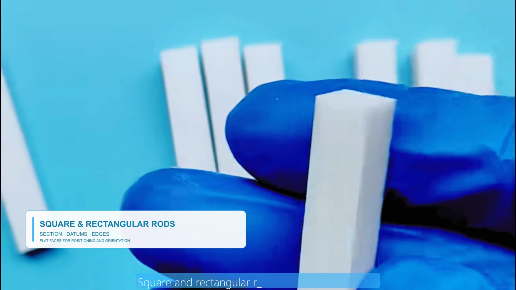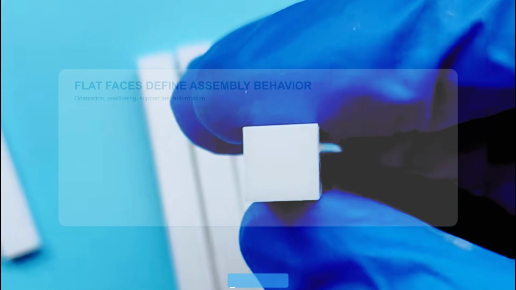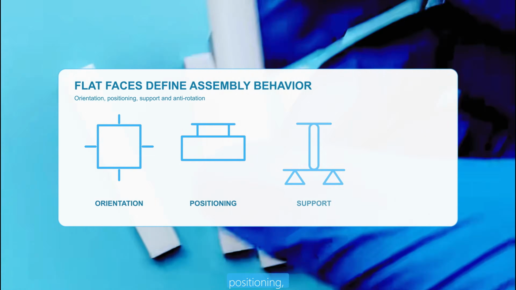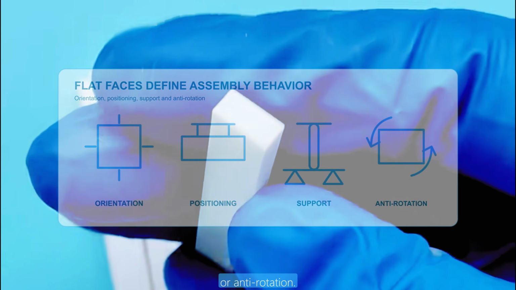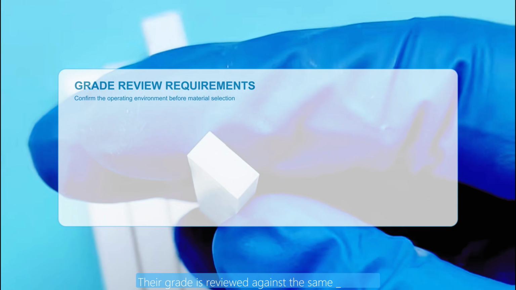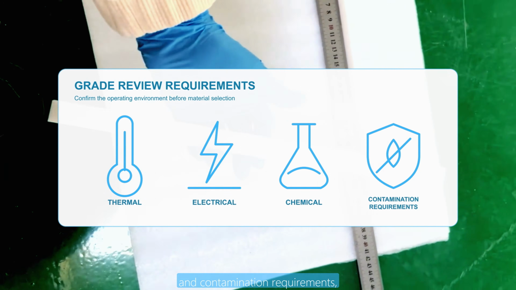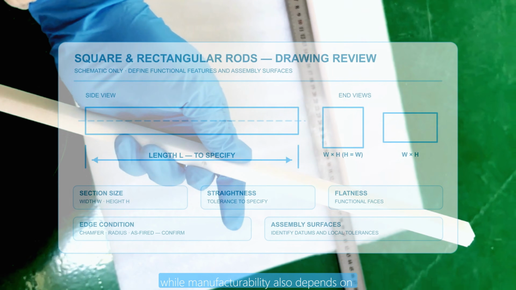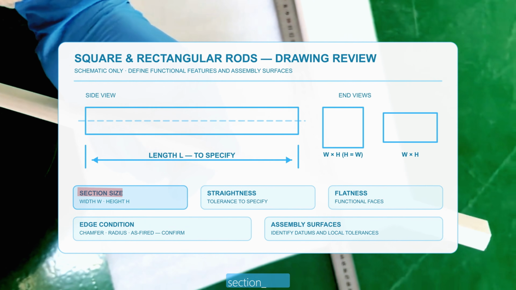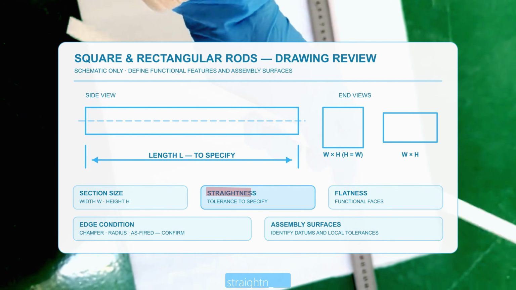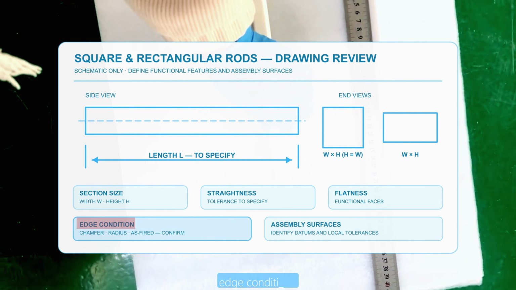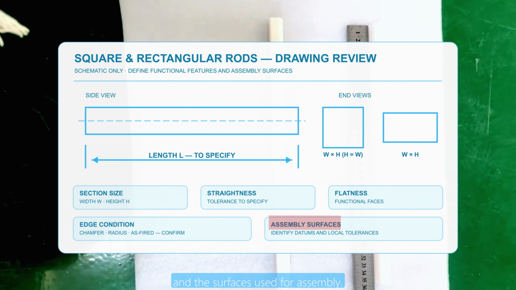Square and rectangular rods provide flat faces for orientation, positioning, support, or anti-rotation. Their grade is reviewed against the same thermal, electrical, chemical, and contamination requirements, while manufacturability also depends on section size, length, straightness, flatness, edge condition, and the surfaces used for assembly.